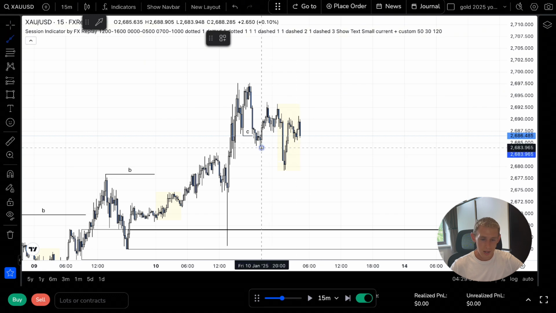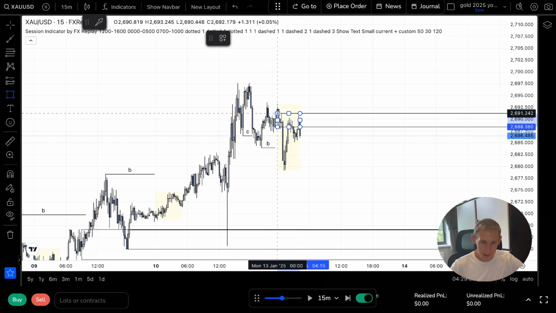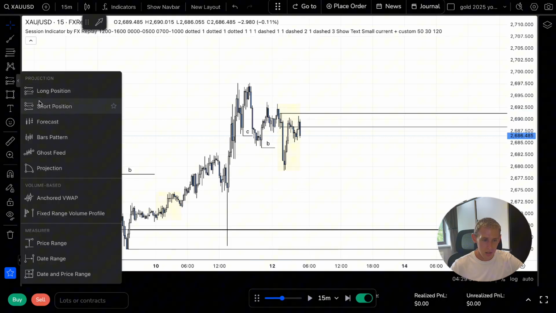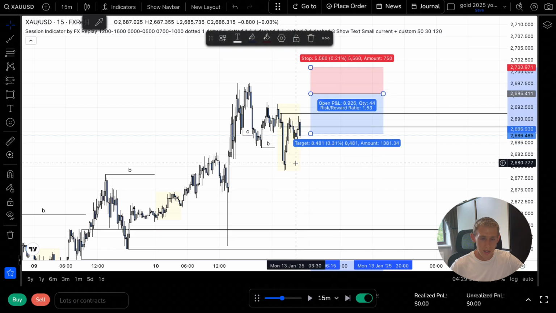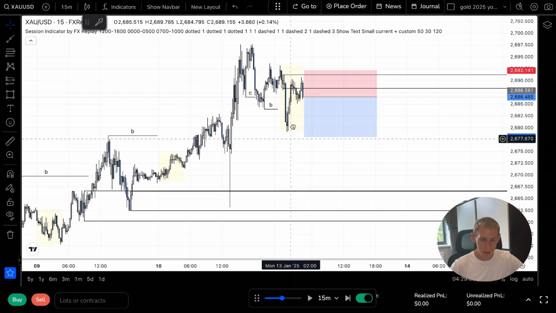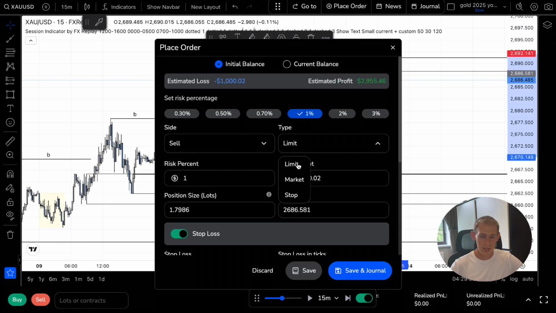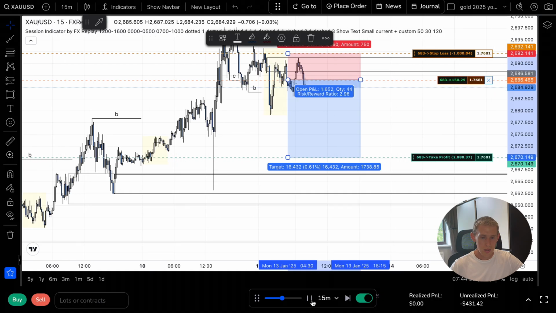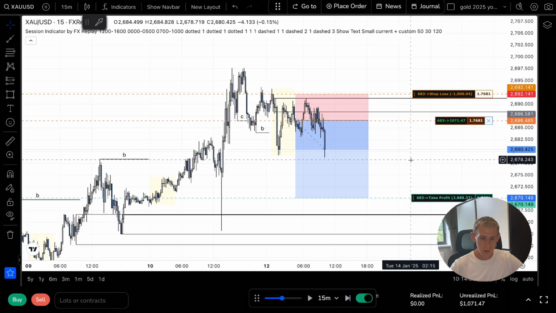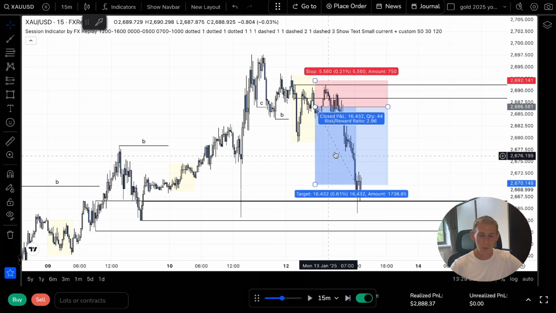So it's created another break of structure to the downside. We've got an area of imbalanced supply right here. I'm going to enter here. We should have entered on this actual supply zone, but I played price slightly too quickly. We can probably get a 1 to 3 still on this, so I'm going to set this limit. Sorry, market execution on this one. Oh, almost stop loss on that. Let's have a look. Yeah, nice, there we go. So 1 to 3 hit on that.